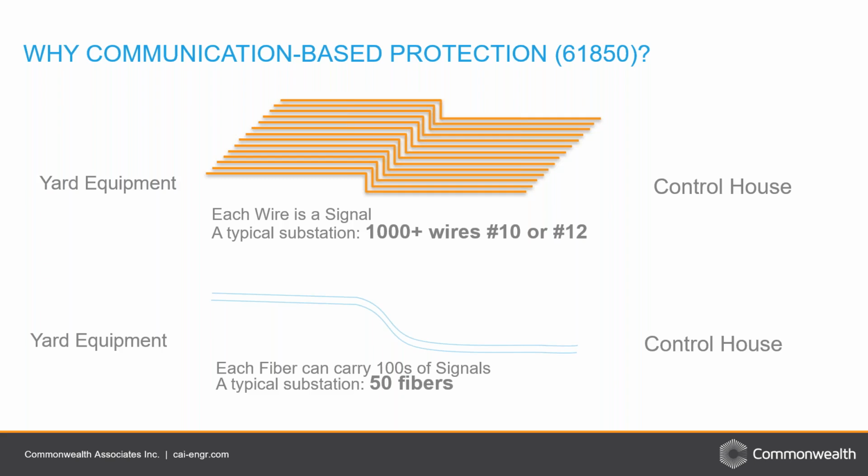And the 61850 network in the substation can be implemented using optical fibers, and each fiber can carry hundreds of signals. A typical 61850-enabled substation would require only 50 or so optical fibers. So certainly a great cost reduction can be achieved if you migrate a hardwired substation to a fully 61850-enabled substation. So at this point, I would like Brittany to take over the next slides.